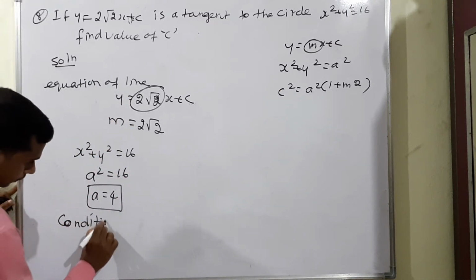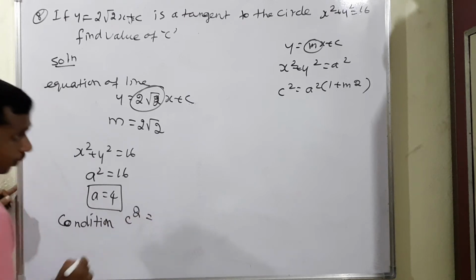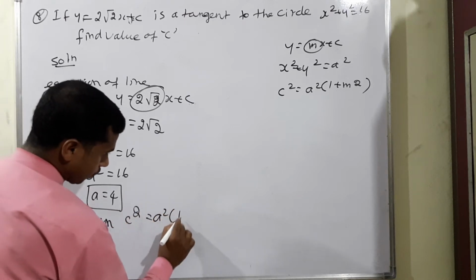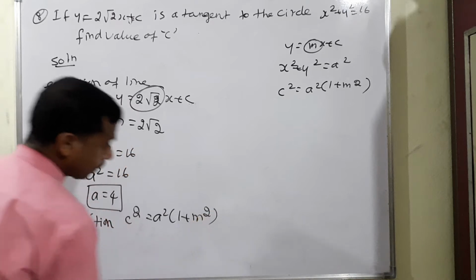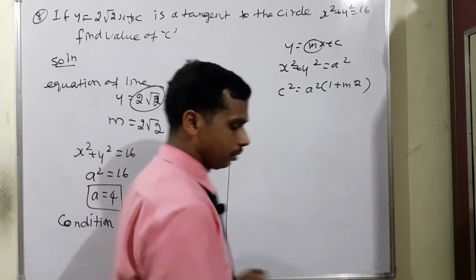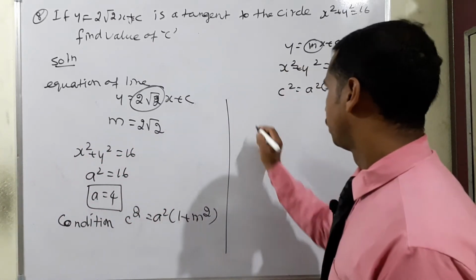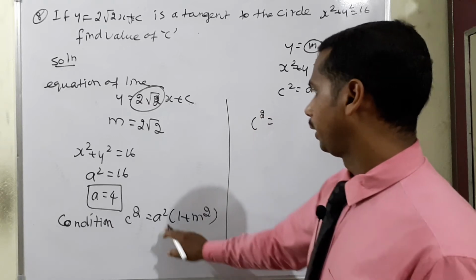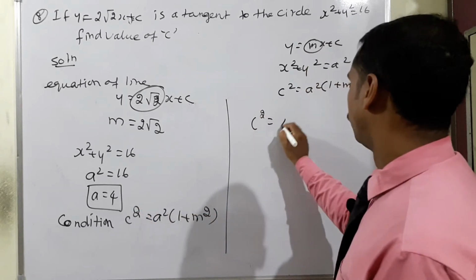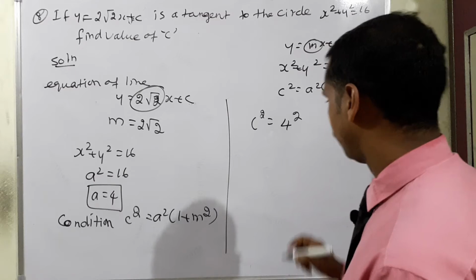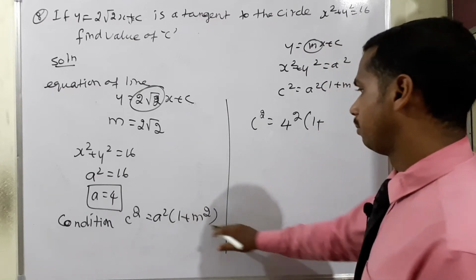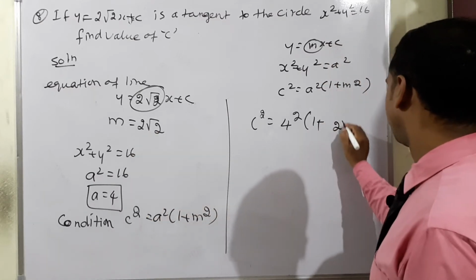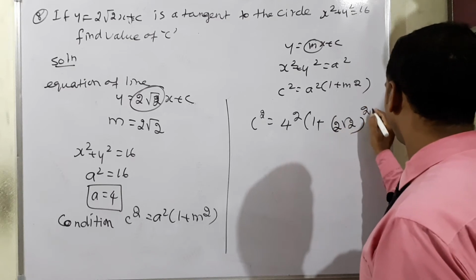So, after getting the a and m values, the condition: c square is equal to a square into 1 plus m square. So, now look at it. c square is equal to a square, we can write 4 square, then bracket 1 plus m, where m is equal to 2 root 2. We can write 2 root 2 the whole square.